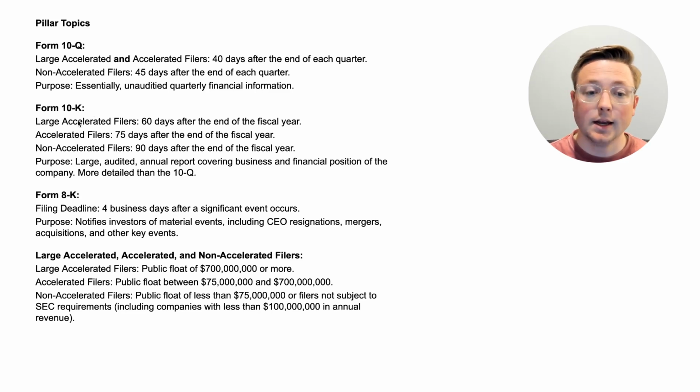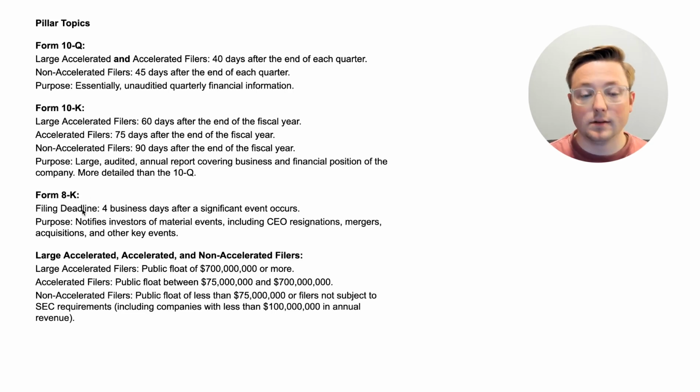And then for the 10K, large accelerated filers have 60 days, accelerated filers have 75 days, and non-accelerated filers have 90 days. All of that is from the end of the fiscal year. So with 10Ks, remember 60, 75, 90. And the whole purpose of the 10K, again, it's pretty easy to remember. This is basically just the large, audited, full annual report covering business and financial position of the company. It's more detailed than the 10Q. It's basically just all the information for the company for the year so that people can see that. But again, remember 60, 75, 90 for the deadlines for the 10K.